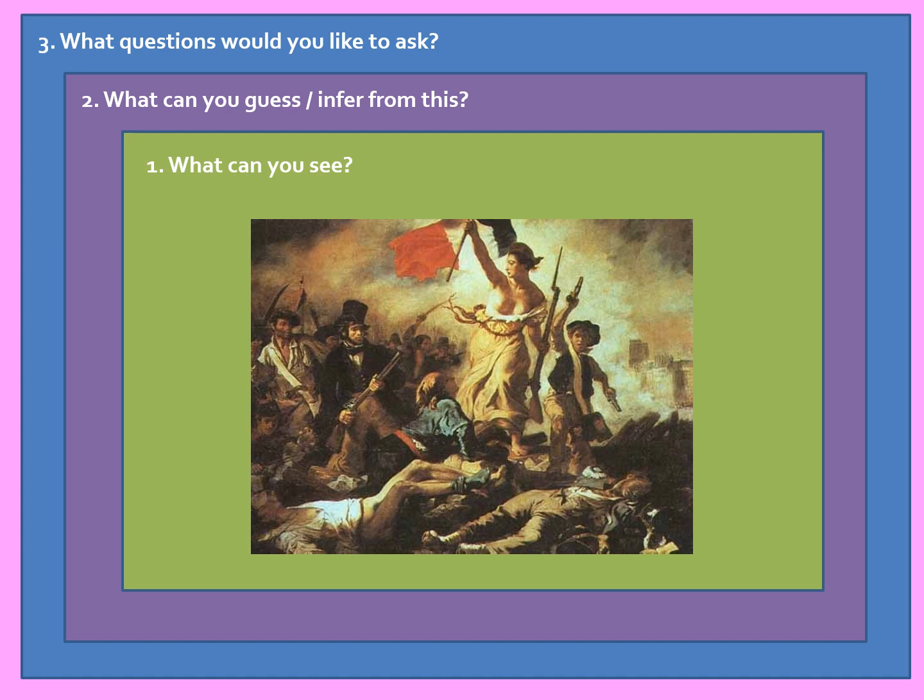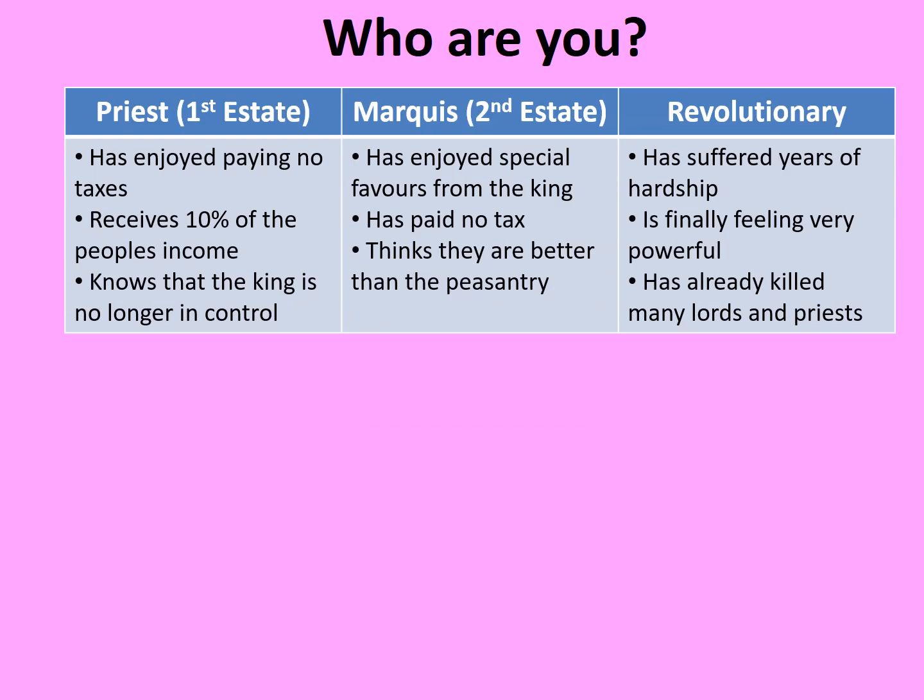Okay, let's move on to the next section. I want you to imagine that you're in the position of these three people. Firstly, a priest of the First Estate. He's enjoyed paying no taxes before the revolution, receives 10% of the people's income, and knows that the king is no longer in control. A worrying time, no doubt.